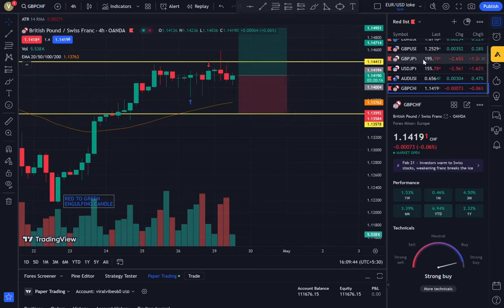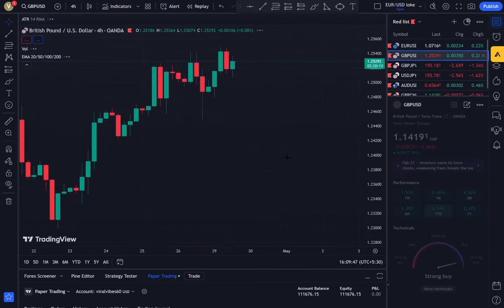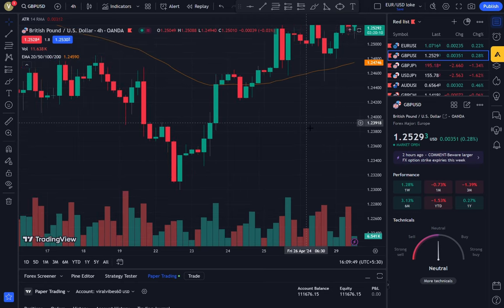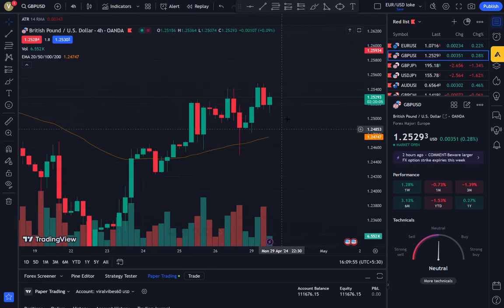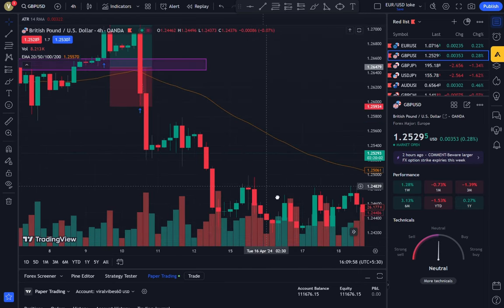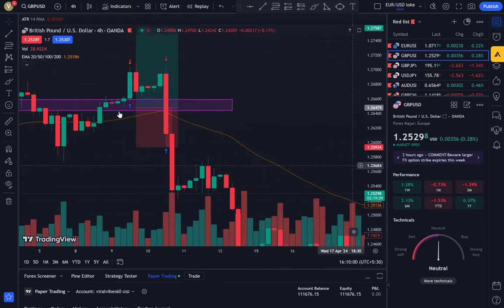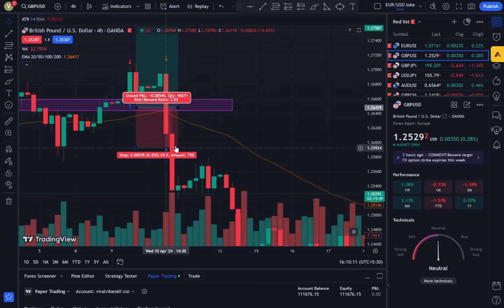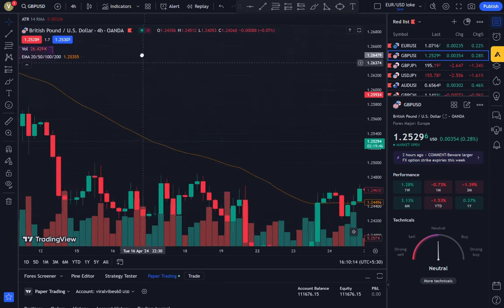I can show you another example. Let's go to GBP USD. As you can see here again, an engulfing candle from red to green and it moved up. This is so damn awesome. You can see first I entered it here and it fell down. So my stop loss was here because I exited at this point and then I entered at this point and I made it here and I exited so that I don't lose much.